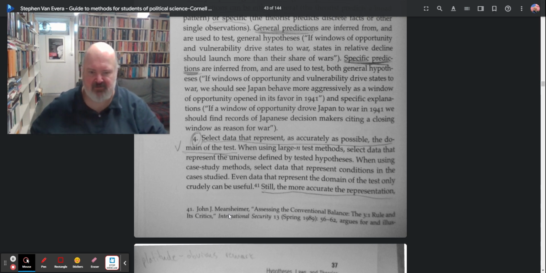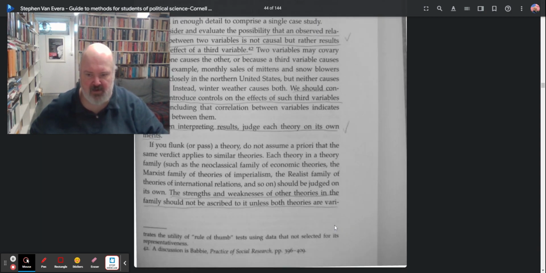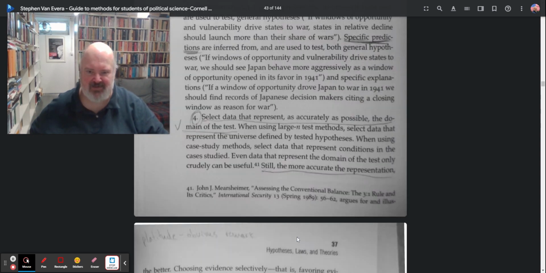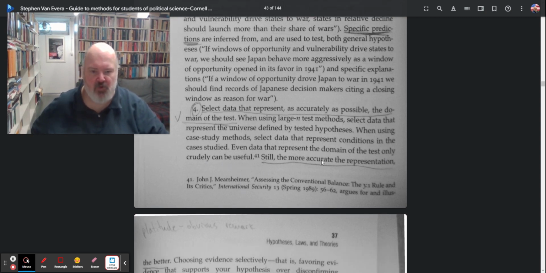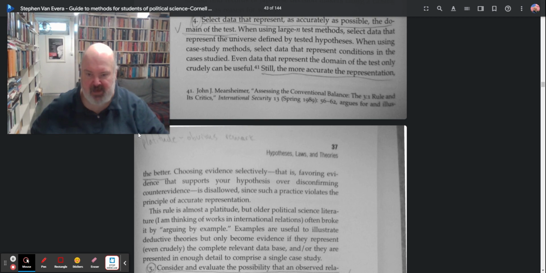This is Mearsheimer's point, right? Assessing conventional balance, rules for it, illustrates the use of rule of thumb tests using data not selected for its representativeness. Even data that represents the domain of the test only crudely can be useful in that sense. Still, the more accurate the representation, the better.